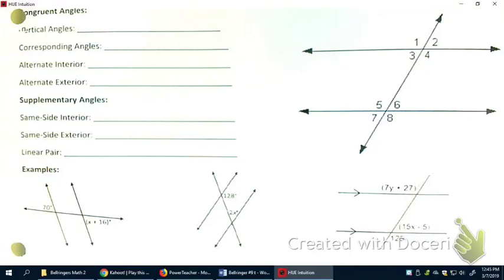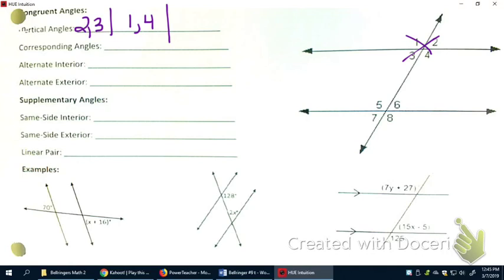So over here, remember vertical angles are the ones across from each other. They can be sideways, they can be up and down, they could be diagonal. They don't necessarily just have to be vertical, okay? So 2 and 3 are vertical. 1 and 4 are vertical.